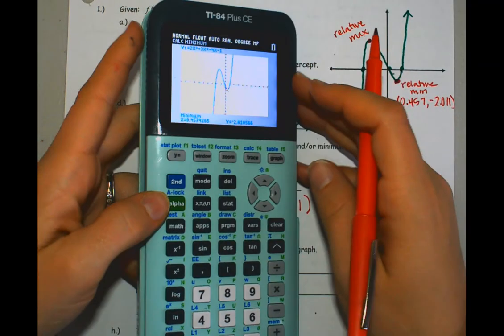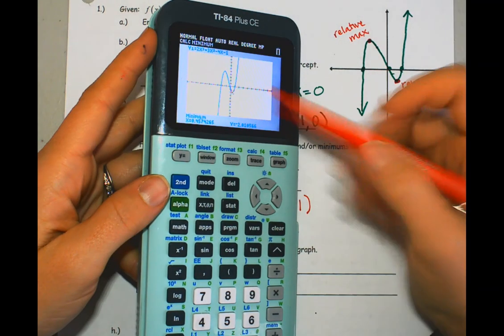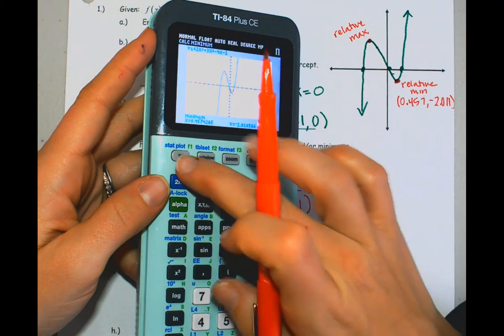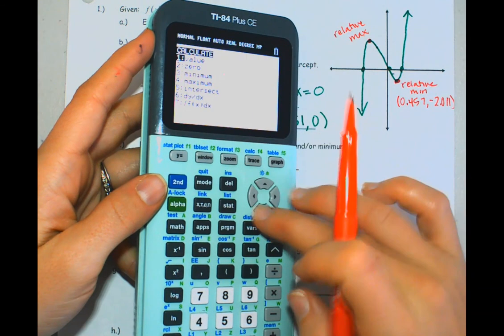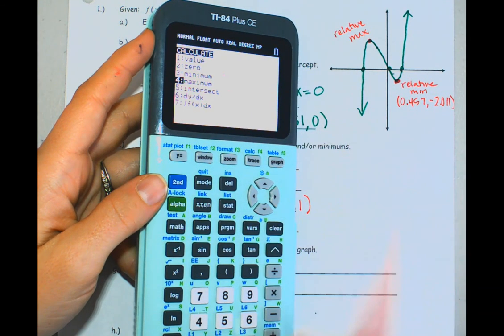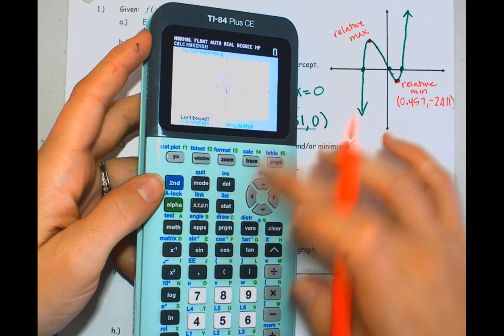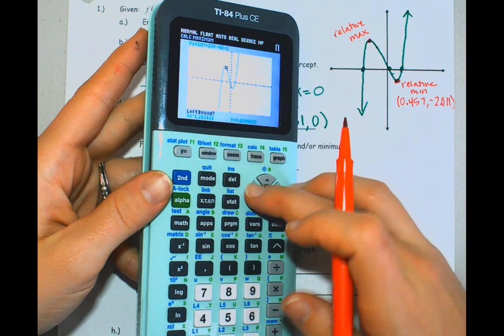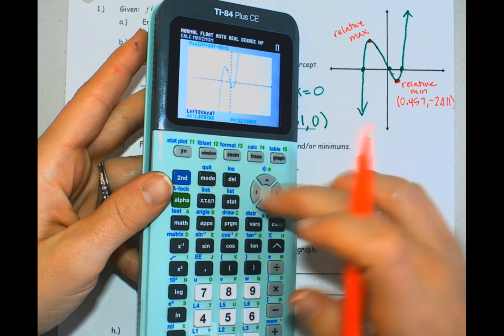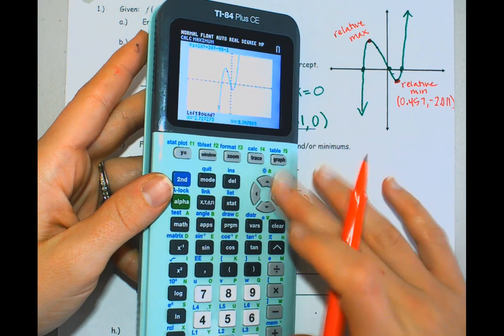So again, to then find my maximum, right now I want to find that relative maximum up here. So I go second calc. I go to maximum now, and then I'm going to do that same left bound, right bound that I always do. So I go to the left of it as far as I can. I want to be on the left side of that maximum. So right there is fine.